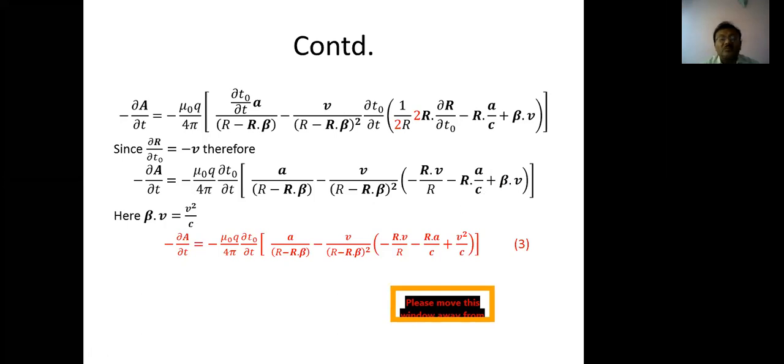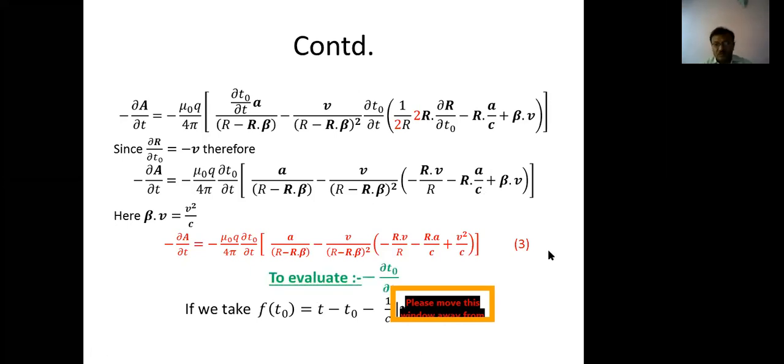It is an expression for minus dou A by dou T in terms of dou T naught by dou T. So the next job is to evaluate dou T naught by dou T. Okay, guys. F of t prime, that we defined. We introduced f of t prime as t minus t prime minus 1 by c times mode of r prime minus r naught, vector r naught at t prime.